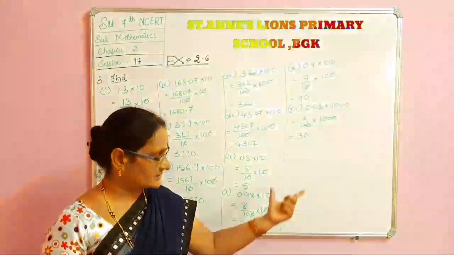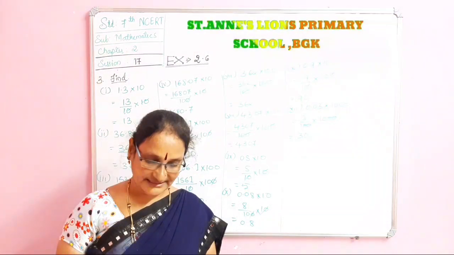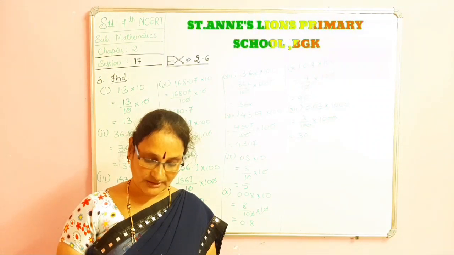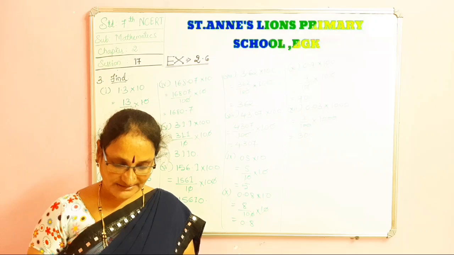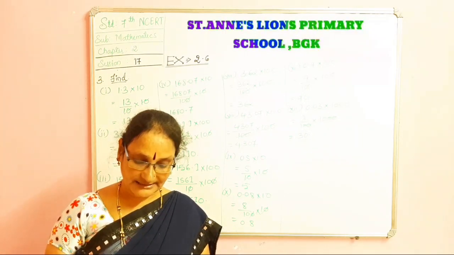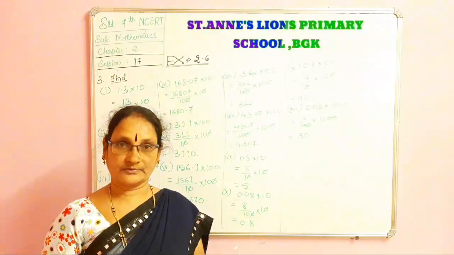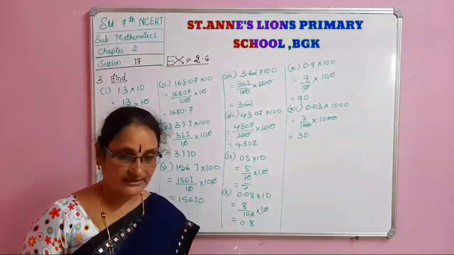The next one is the fourth main. A two-wheeler covers a distance of 55.3 km in 1 liter of petrol. How much distance will it cover in 10 liters of petrol? Okay, you just copy this. I'll do this one in the next.